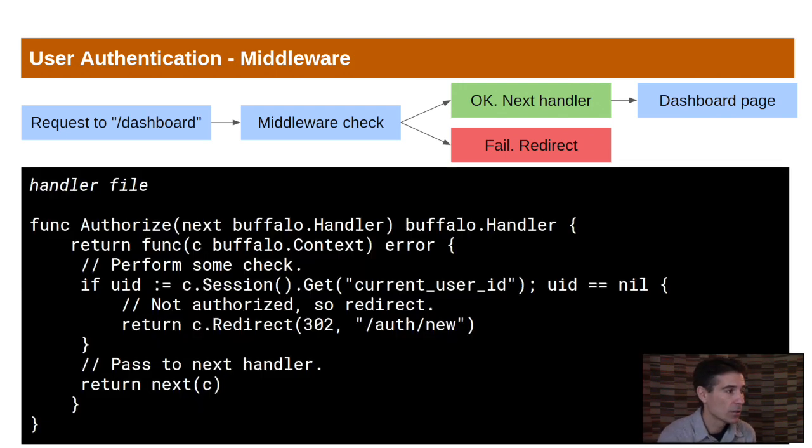What that looks like in code is here. You can see on the second line, return function. So we're returning that function that will perform the check. If it fails, we can redirect the traffic. If it passes, we just call next on the Buffalo context. And context is going to know what is the next handler in the process here.